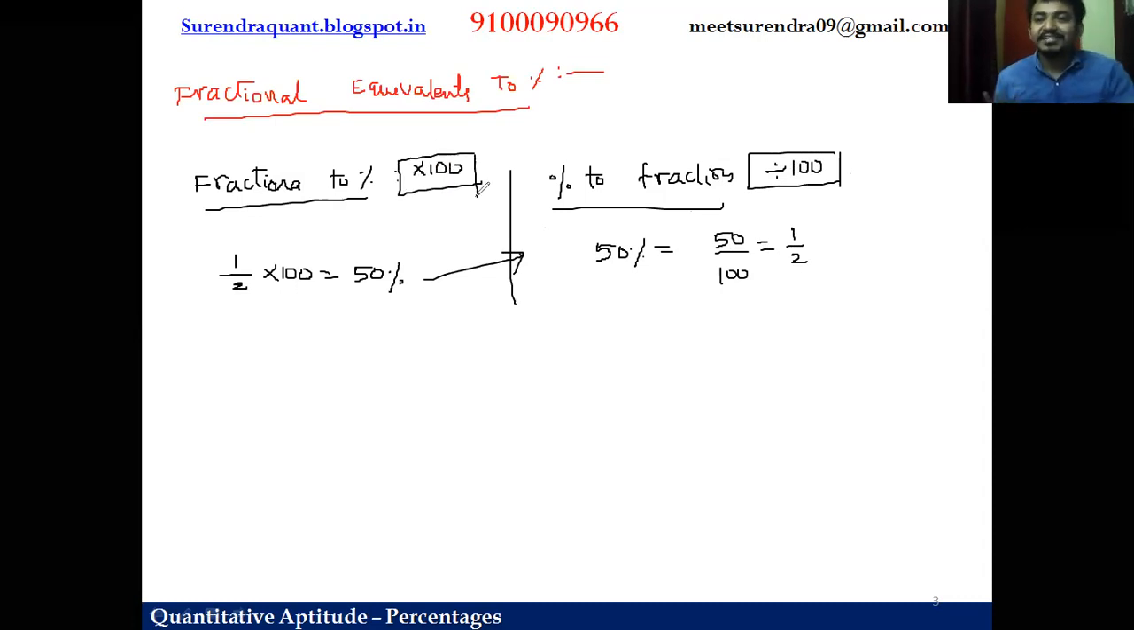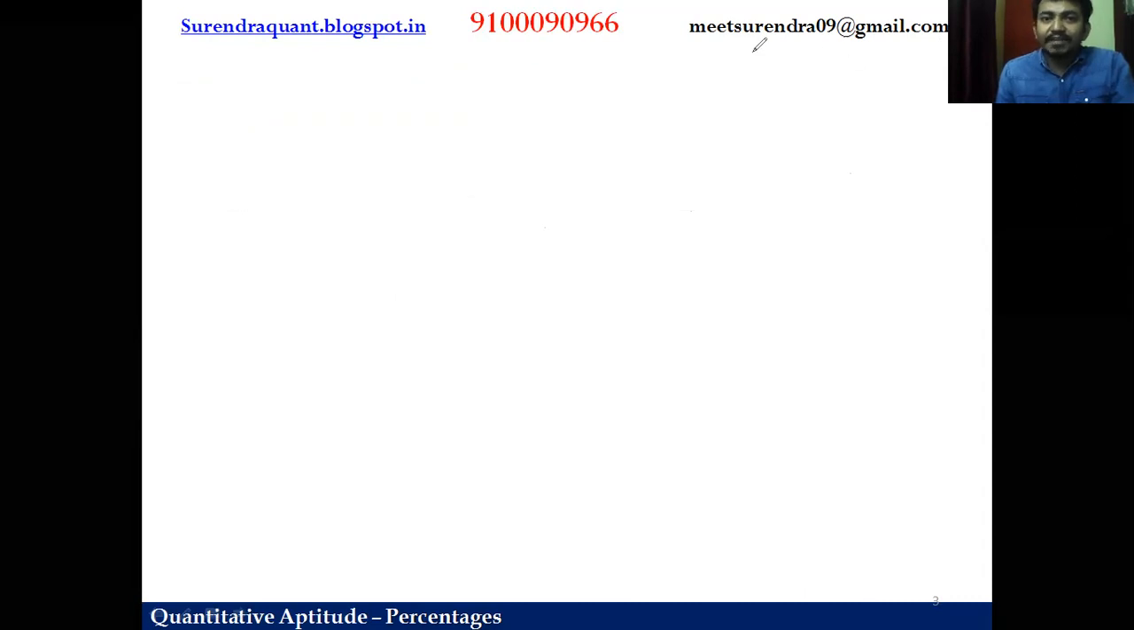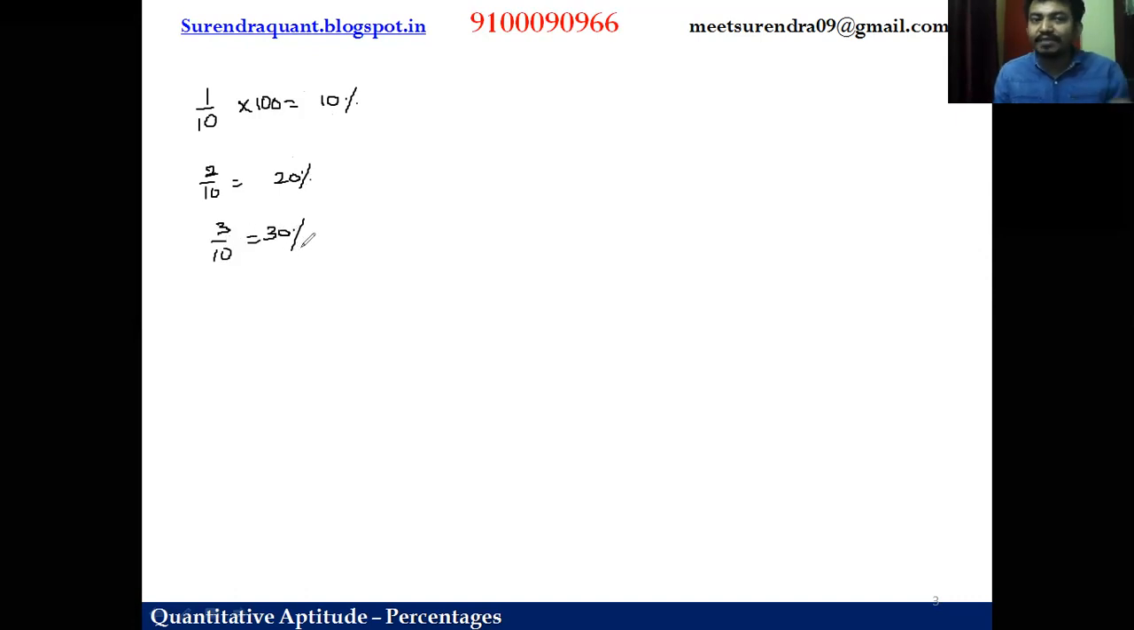Now let us see some of the very important and most frequently asked numbers in exams. These are the very familiar guys. 1/10, right? All these results are obtained by multiplying fraction with 100. So 1/10, if I multiply with 100, it will be 10%, right? If 1/10 is 10%, what is 2/10? Just 2 times of this, 20%. What is 3/10? 30%. 4/10, 40%. 5/10, 50%, and so on.